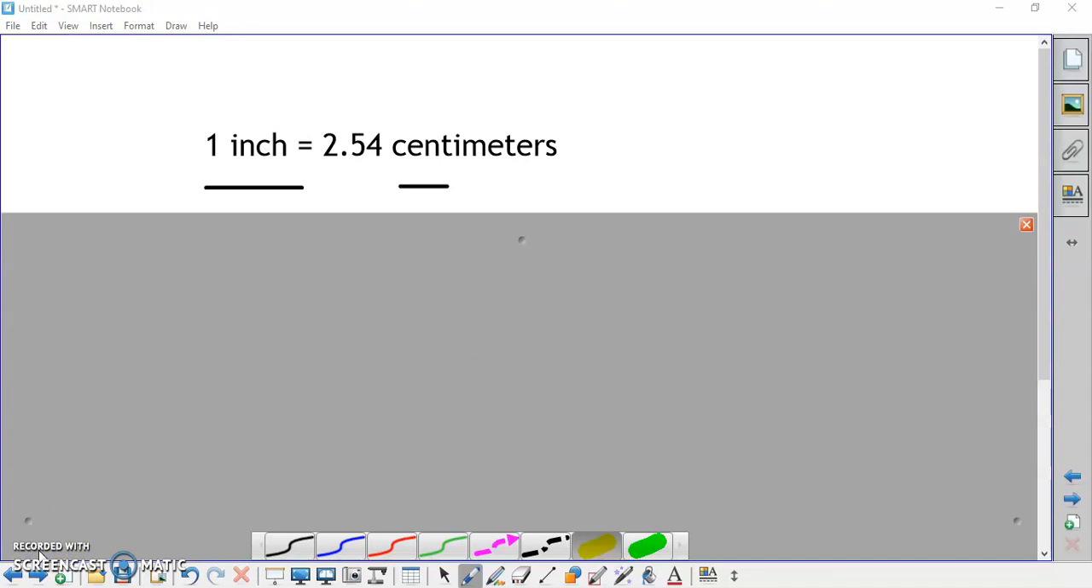What about smaller measurements? In the English system, we measure in inches. The comparable unit in the metric system would be centimeters. 1 inch equals 2.54 centimeters. This represents the length of an inch. And this represents the length of a centimeter. You can see a centimeter is smaller than an inch.